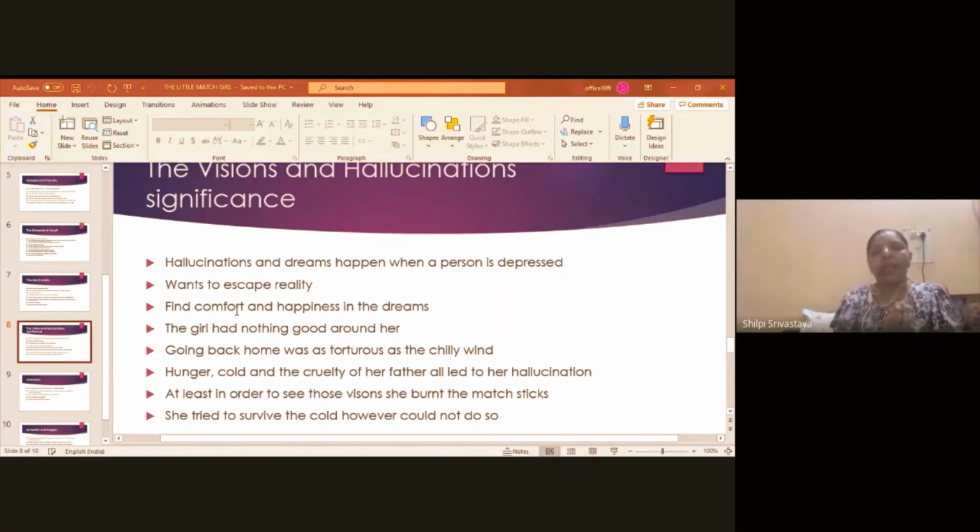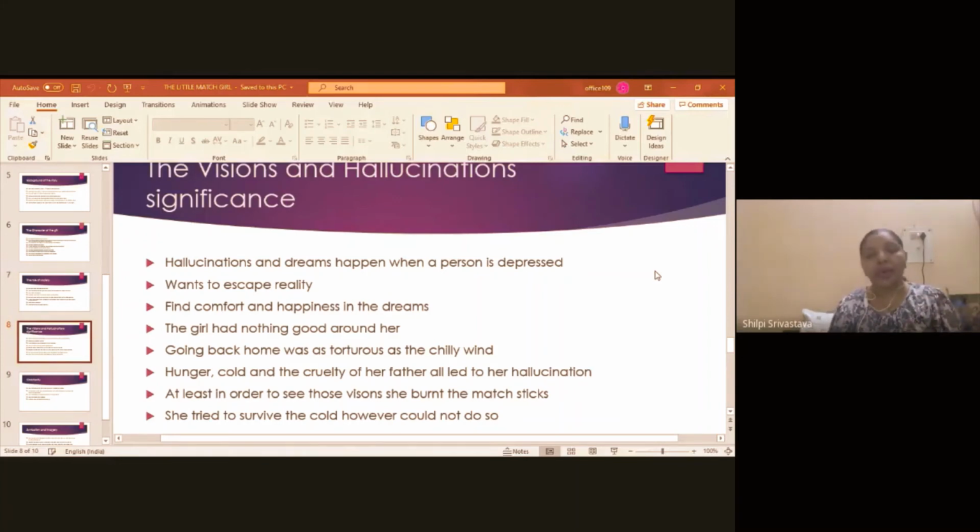But here, she was not mentally depressed, as I told. She had no mental disorder, but here her imagination was actually to escape reality. What reality? The reality of her poor condition, the reality that she was freezing to death, the reality that she was scared of her father. So she wanted to find comfort and happiness in the dreams. The girl had nothing good around her. Going back home was as torturous as the chilly wind. Hunger, cold, and the cruelty of her father all led to her hallucination.